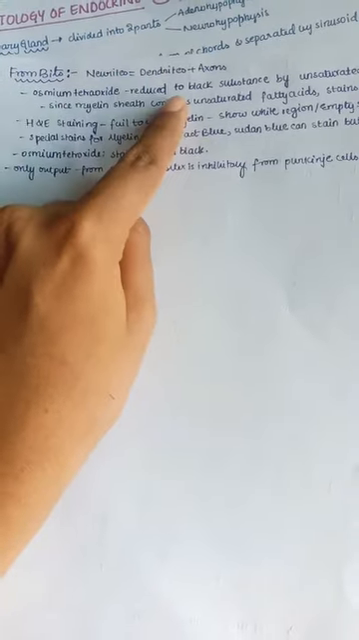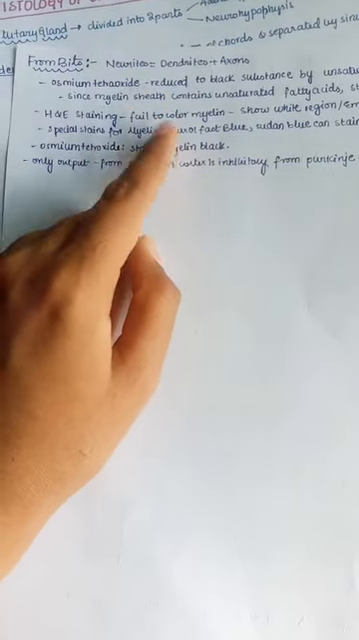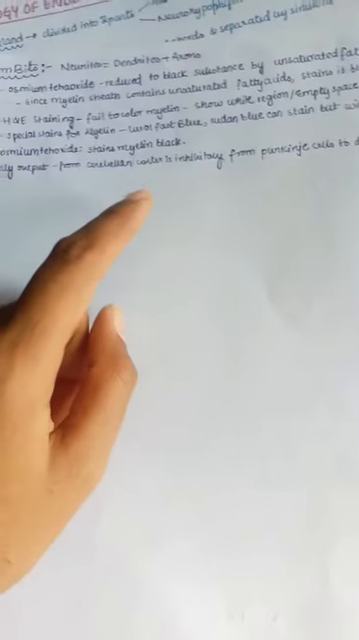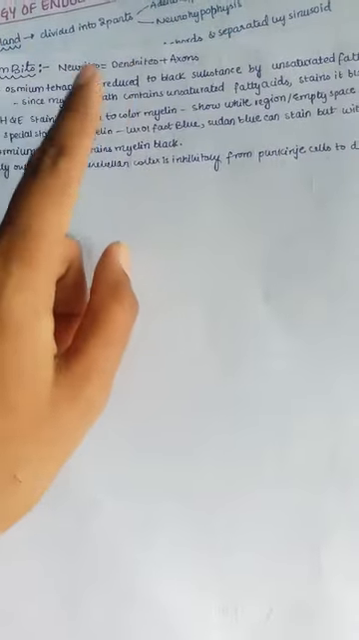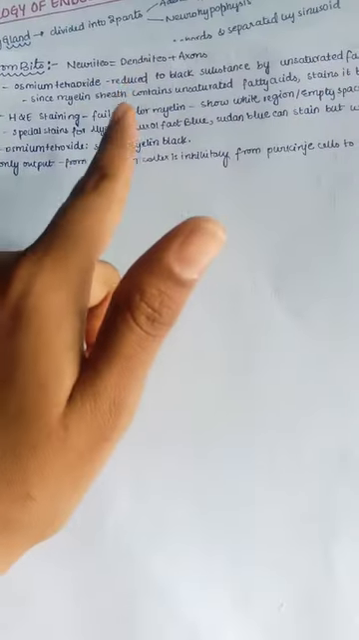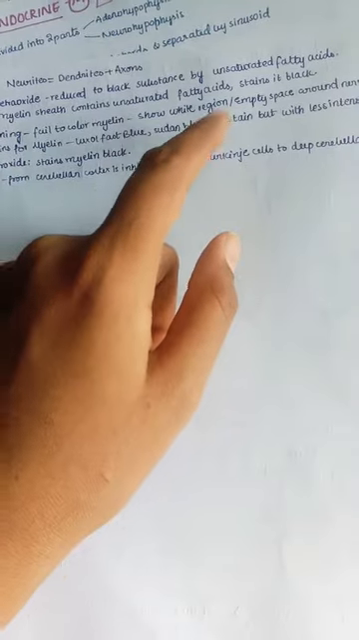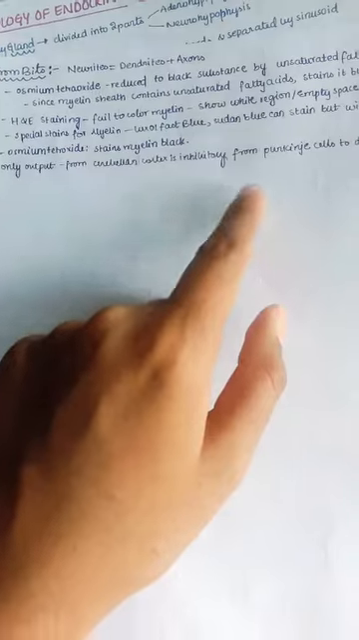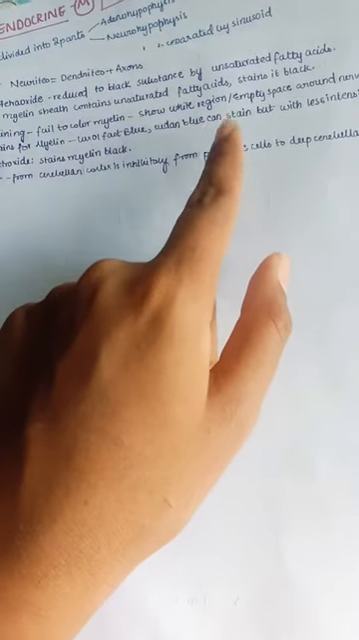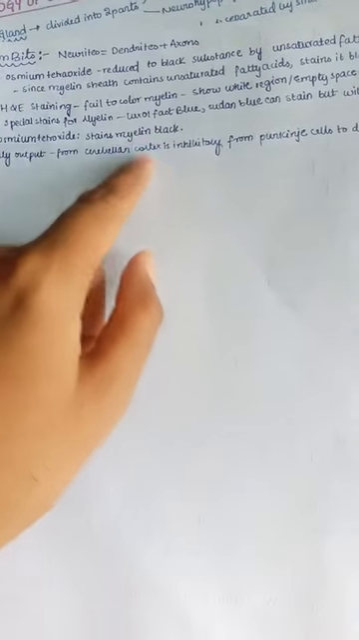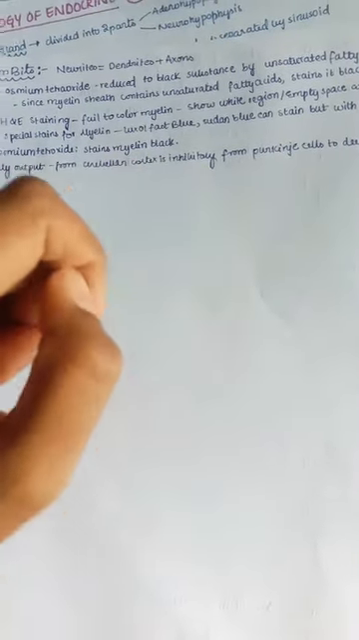We already know that neuroids is nothing but the dendroids and axons, and osmium tetroxide is reduced to a black substance by unsaturated fatty acids, and since the myelin sheath contains unsaturated fatty acids, it stains black. And next, H&E staining fails to color the myelin and shows a white region or empty space around the nerve fiber. The special stains for myelin are Luxol fast blue; Sudan black can stain but with less intensity. And next, osmium tetroxide stains the myelin black.